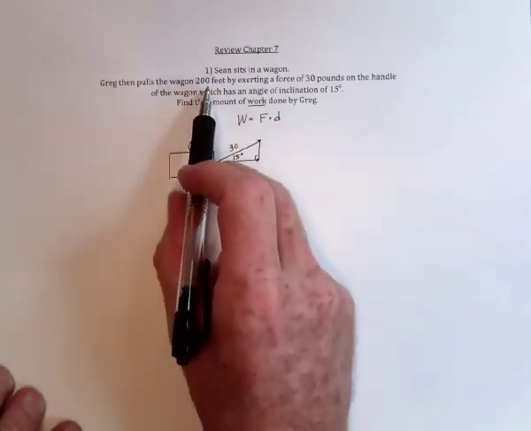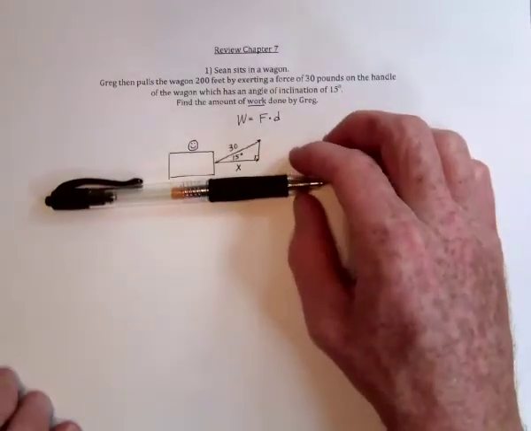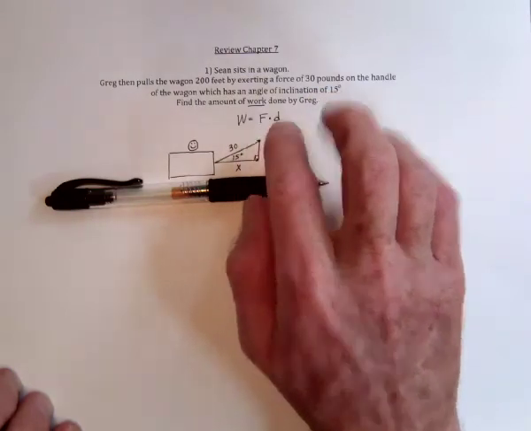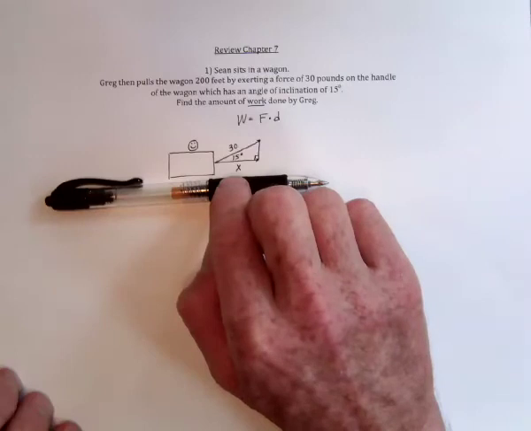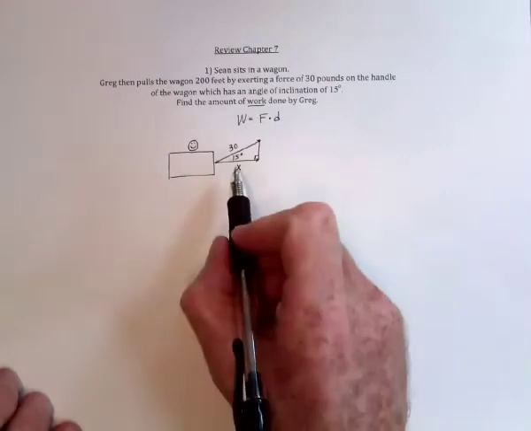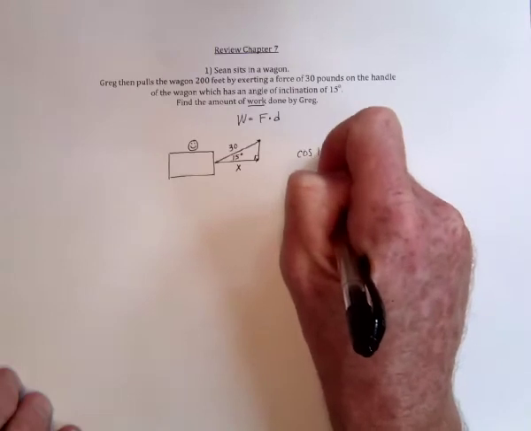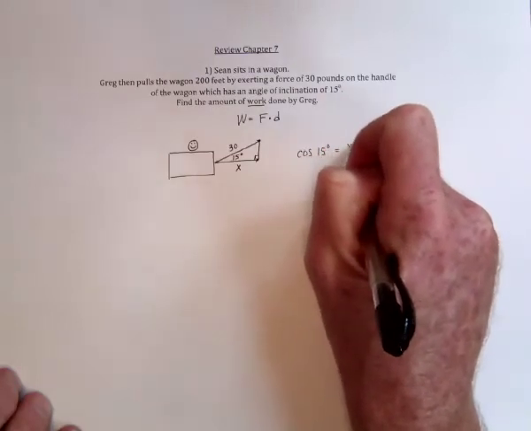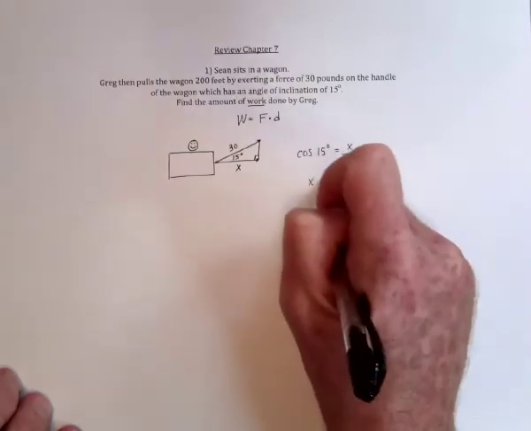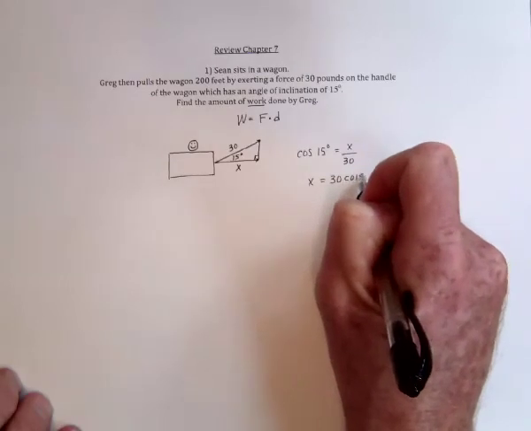So when it's pulled 200 feet, that's going in this direction, and so the force and the distance both need to be going in the same direction. So the x is going in the correct direction, the 200 feet is going horizontally. Now we can just use cosine of 15 degrees is adjacent over hypotenuse, or if you multiply by 30, x is equal to 30 cosine of 15 degrees.